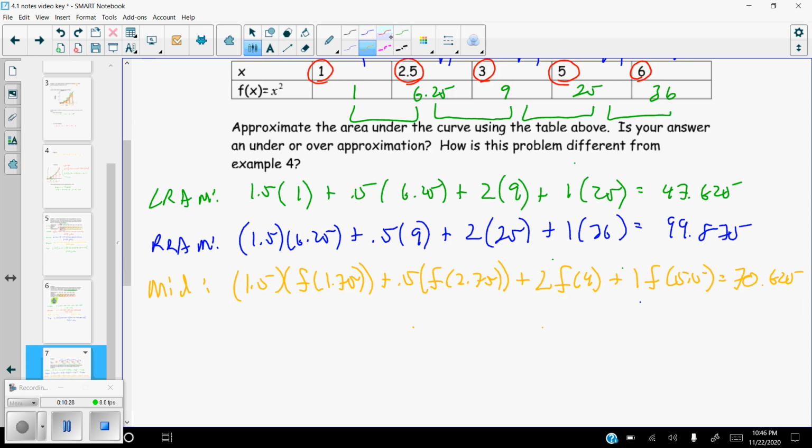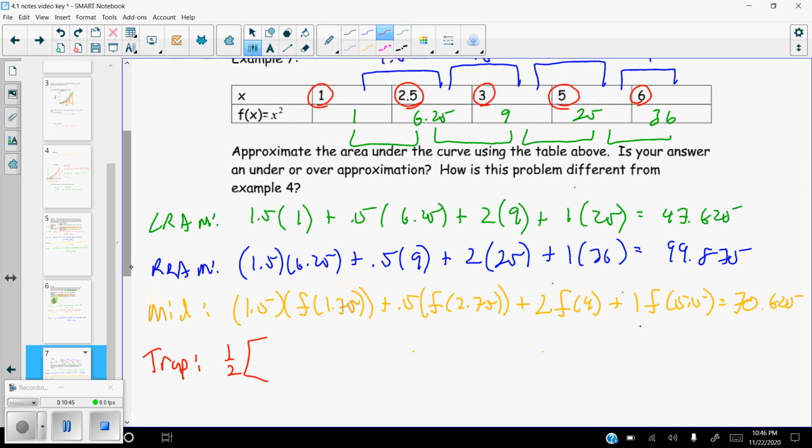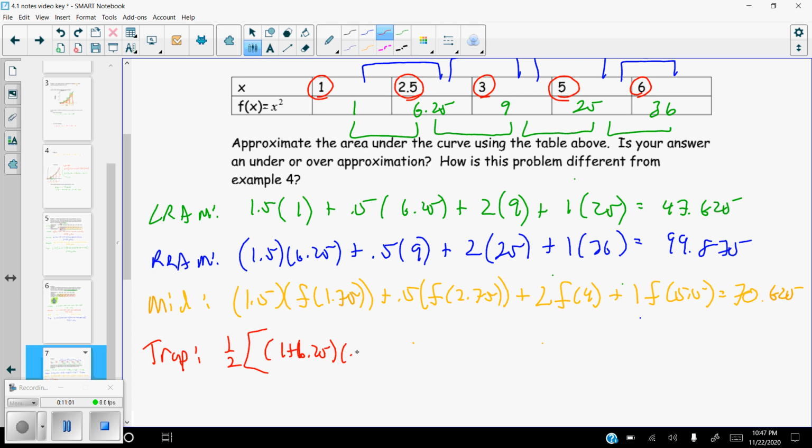And then the last one would be our trapezoids. Once again, unfortunately with this, you cannot pull the bases out. 1/2 is 1/2, that is the same no matter what, but we can't use that little shortcut. So we have to do each individual trapezoid. Remember, the bases are the y values in this case. So we're going to get 1/2, the sum of the bases, 1 plus 6.25, times the height, and the height was the difference in the x's, that's 1.5 for the first one.